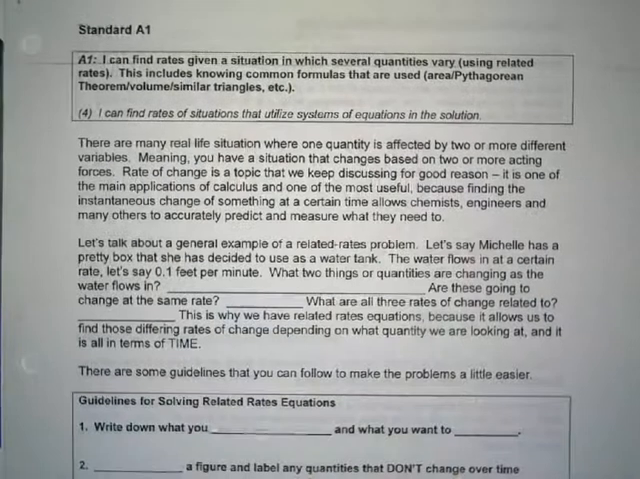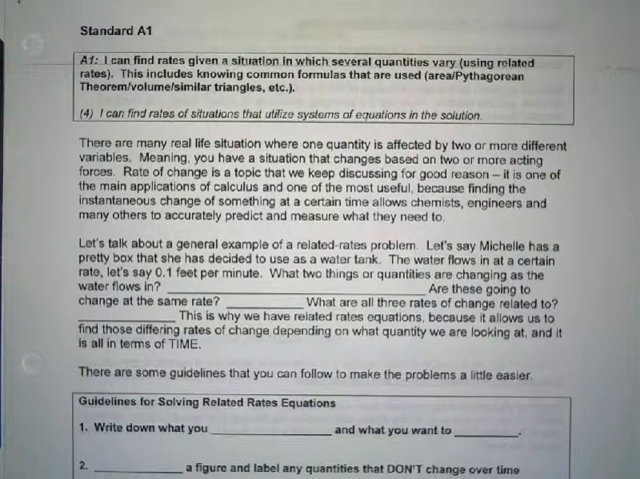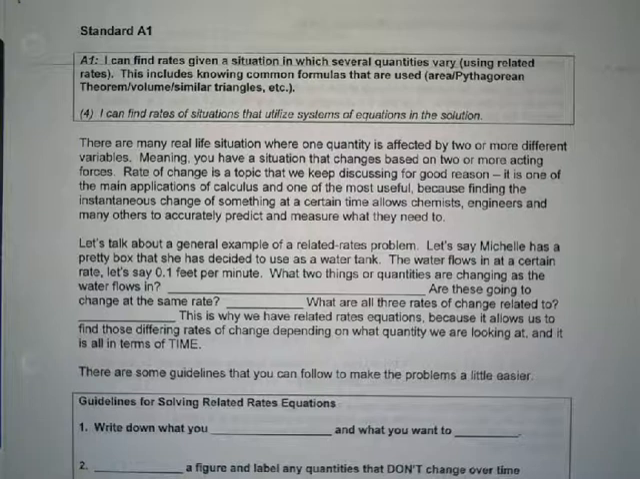There's many real-life situations where one quantity is affected by two or more different variables, such as if you throw a ball through the air, what are some of the things that are acting on it? Gravity. What else? Resistance, friction, energy, the weight of the object. There's lots of different things that are acting on it.